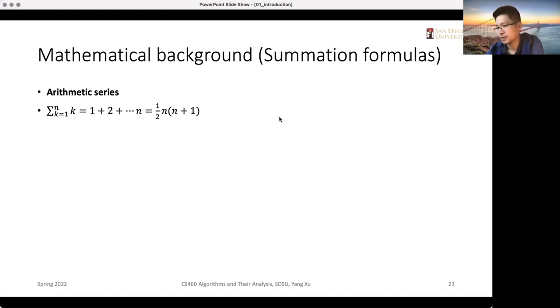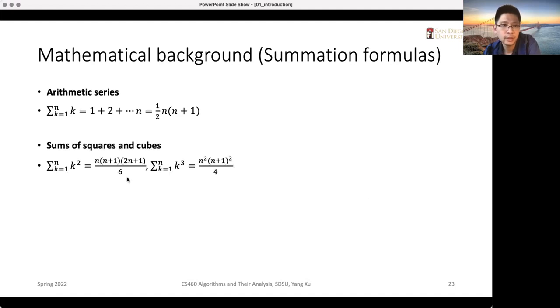And summations, yeah, this is something we will need to use in proving the master theorems of divide and conquer algorithms, divide and conquer solutions. So the summation of arithmetic series, right, which is easy to memorize, right? And the summation of squares and cubes, you don't need to memorize everything here, but they can be useful in the future lectures.